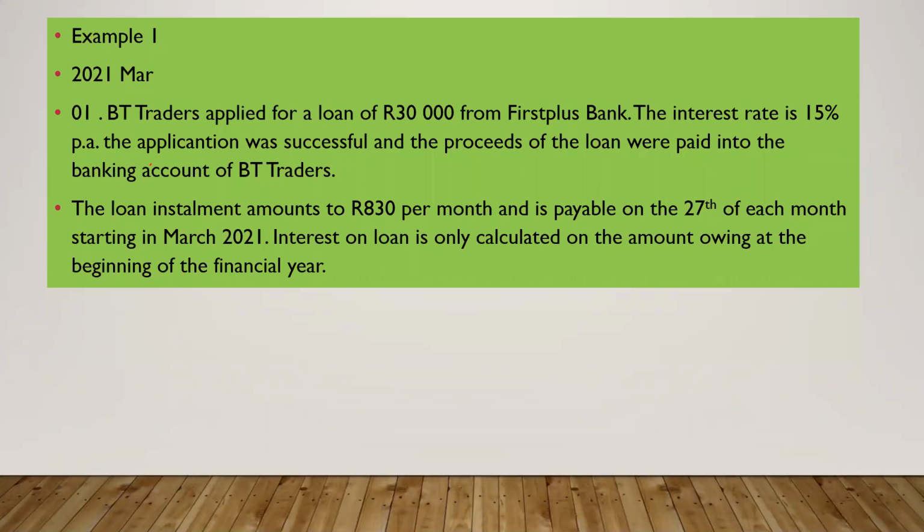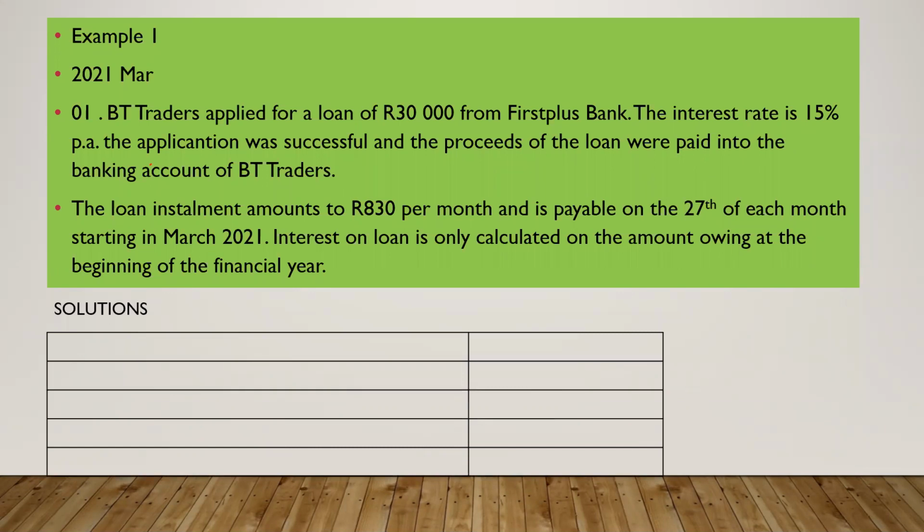Question is, how do we calculate interest? For now, guys, I will just focus on this table here that you need to complete. It starts with balance at the beginning of the year. I said the beginning of the year in this case will be the 1st of March 2021. How much were we owing First Plus Bank at the beginning of the year? That is on the 1st of March 2021.